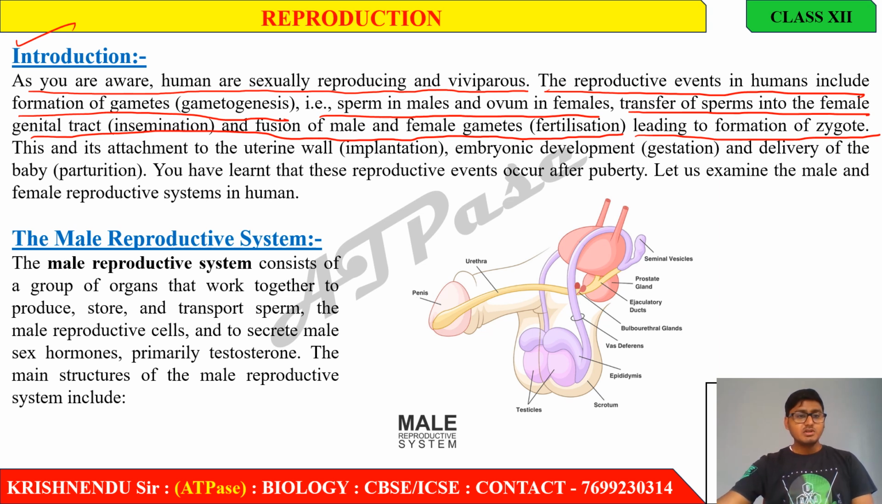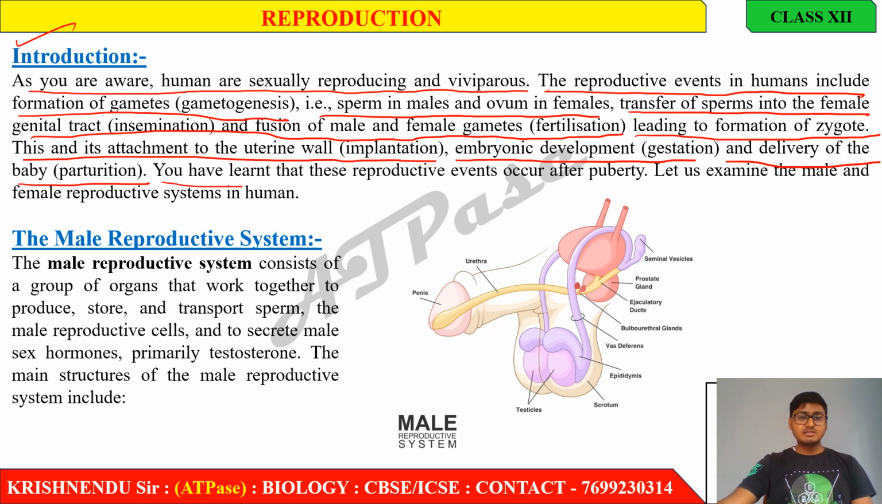Okay. So this, and its attachment to the uterine wall, that is implantation, embryonic development, that is gestation, and delivery of the baby, that is parturition. All these processes are included in this chapter. So this chapter has so much information and so much interesting information.